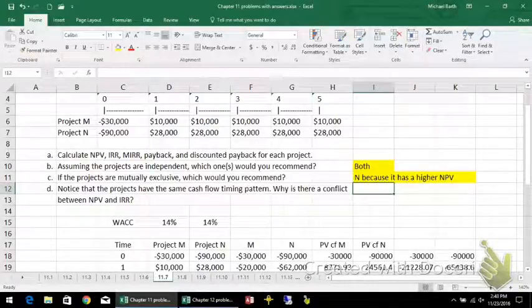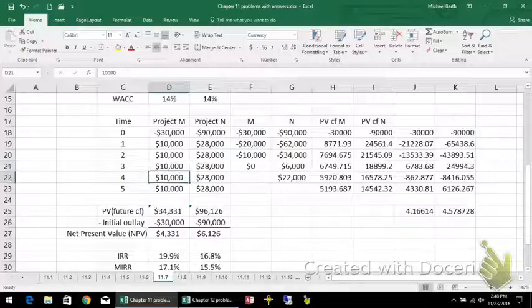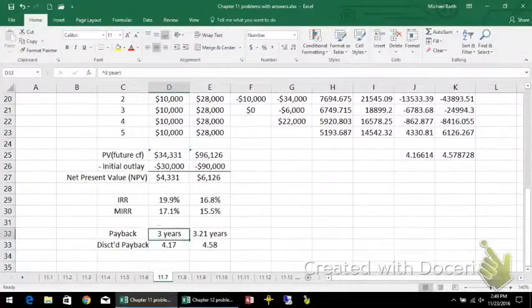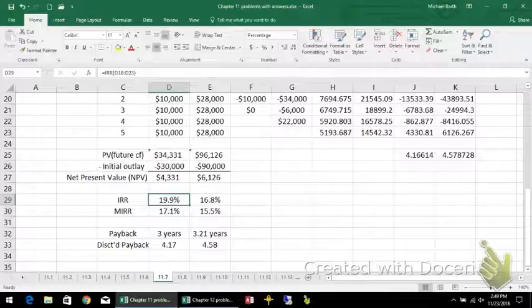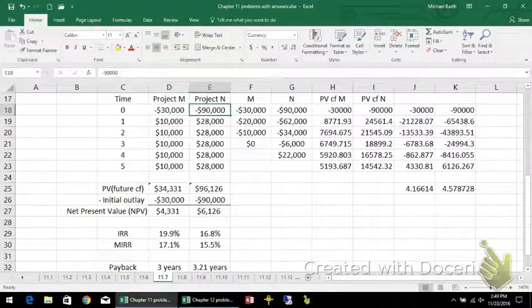Why is there a conflict? Well, I don't know about that. Both have the same timing pattern. I do know this. The conflict arises because while you're earning a higher rate of return on this one, you're earning it on less money. The conflict comes because you're earning a lower rate of return, but you're earning it on $90,000.